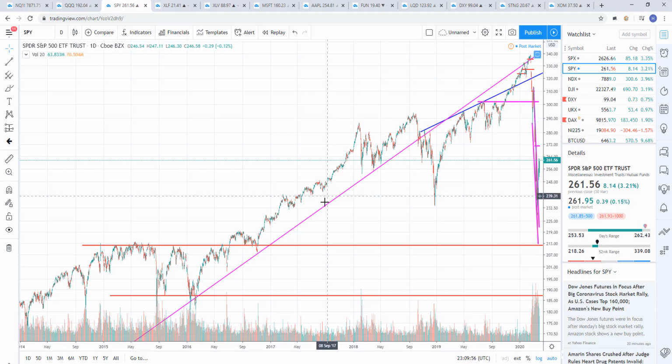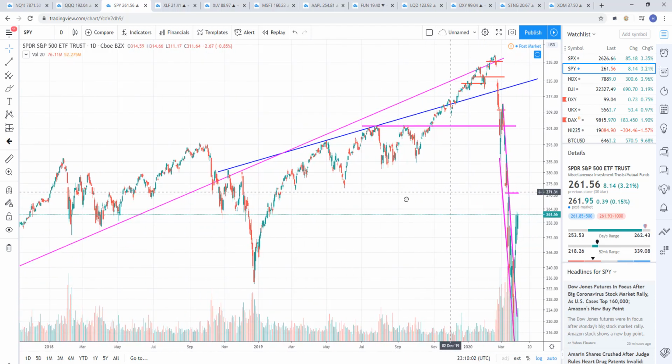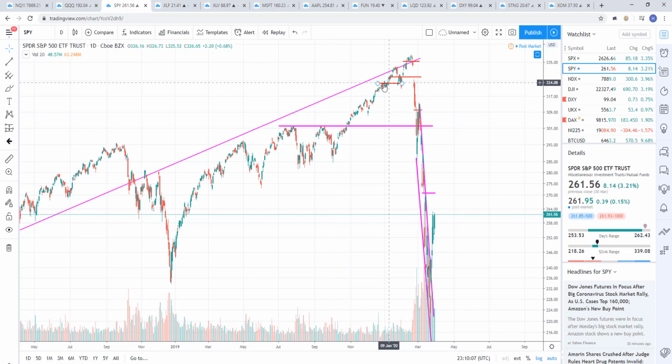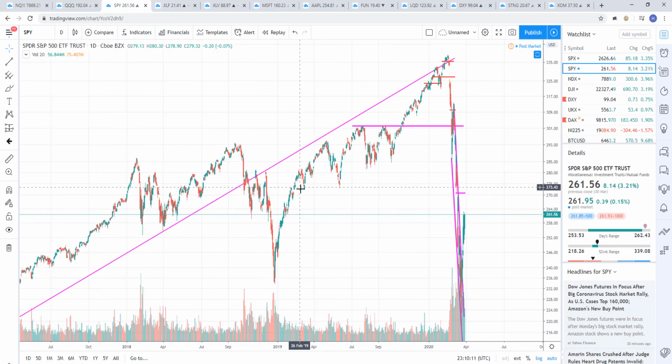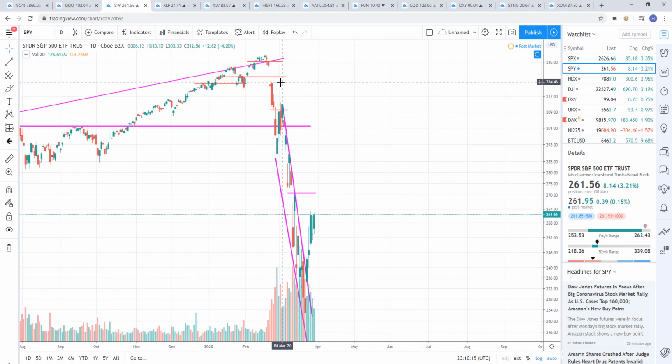Whereas SPY, we never recovered it. Here's SPY, here's the breakdown, and we were just trading below trend the entire market. Here, I can get rid of this one. We don't need that blue one anymore. So we were trading below trend. So now what do we have? Well, we have a massive plunge right here.